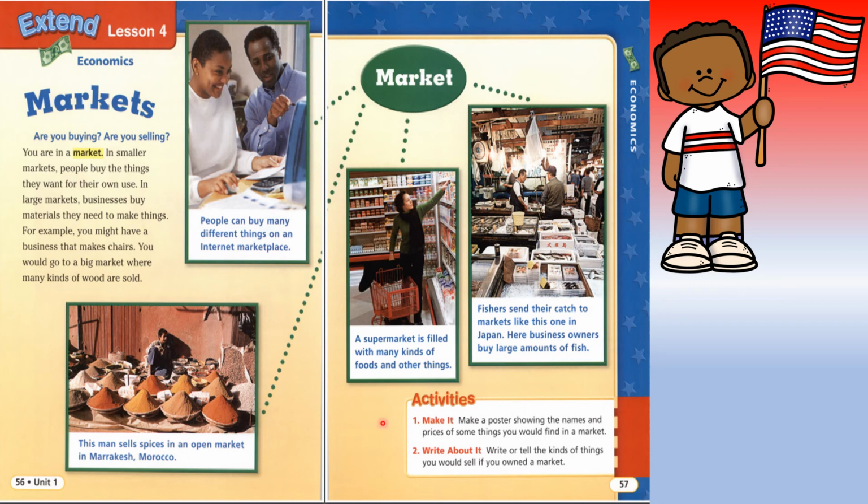Activities. Make a picture showing the names and prices of some things you would find in a market. Write about it. Write or tell the kinds of things you would sell if you owned a market.